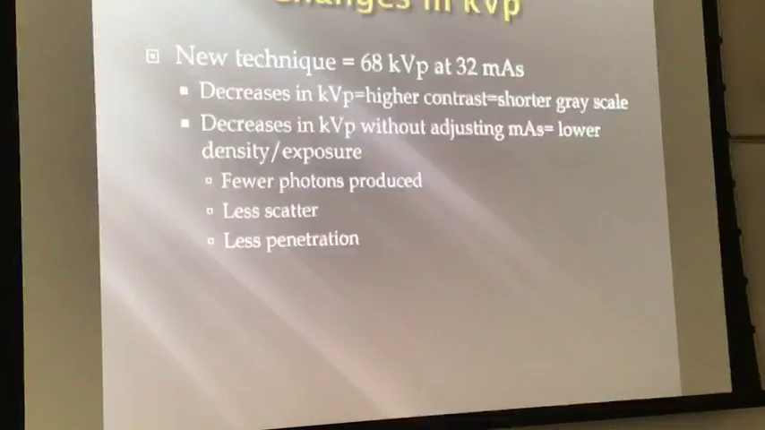So, same mass, you reduce your kVp down to 68 kVp. And that is why that happened. Decreasing kVp gives you a higher contrast. Decreasing kVp without adjusting mass, you get lower exposure, you have fewer photons produced, less scatter radiation, less penetration.